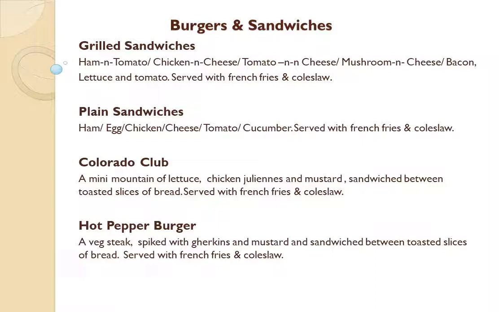A very important thing is, all the different varieties of burgers and sandwiches are supposed to be served with two basic accompaniments. Those two basic accompaniments will be french fries and coleslaw salad. Along with that, we are going to provide two different varieties of dips. One would be tomato ketchup, another would be yellow colored mustard sauce.